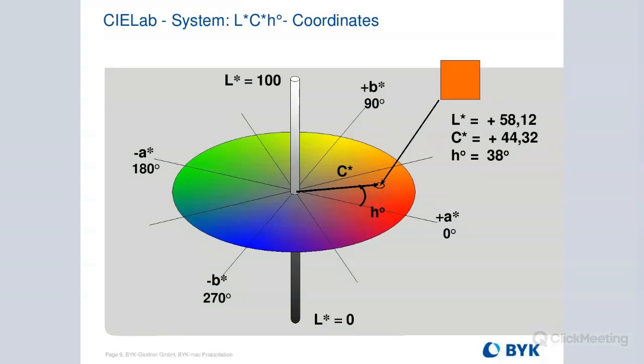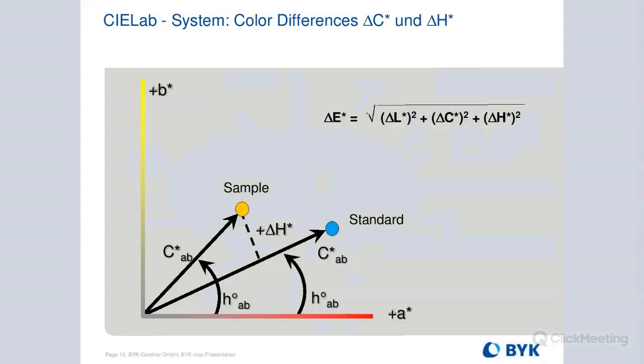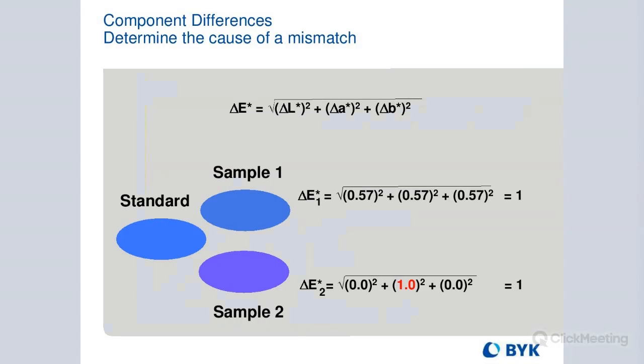Depending on where you are in color space, you can have the same delta E value. And in this case, it's a delta E value of 1. But if you look at sample 1 and sample 2, these are very different. I, in my mind, would not like sample 2. And sample 1 would look pretty much okay. But they have the same delta values.